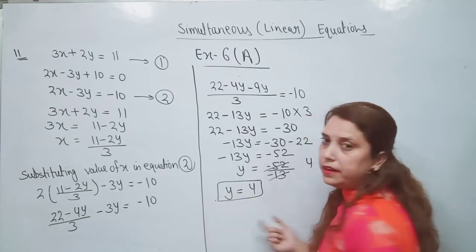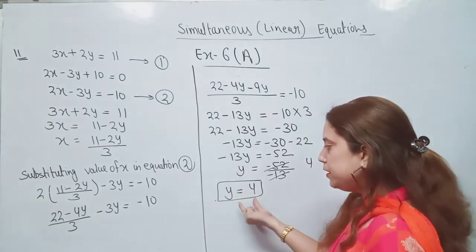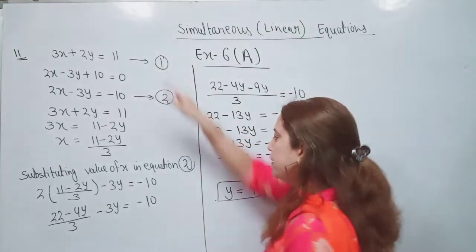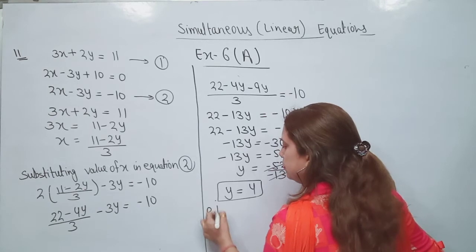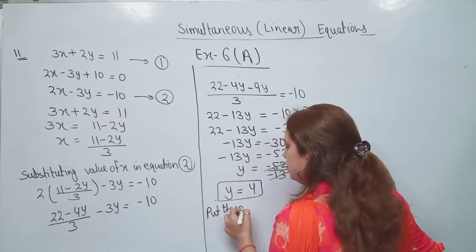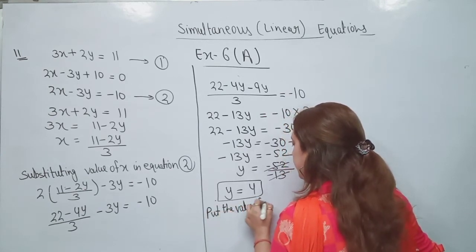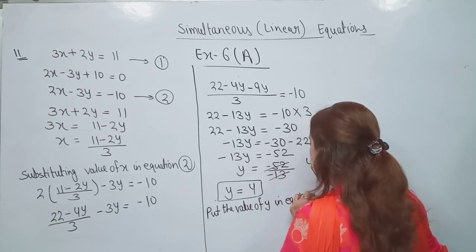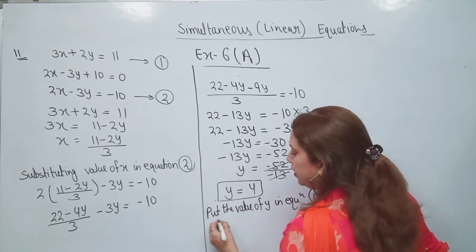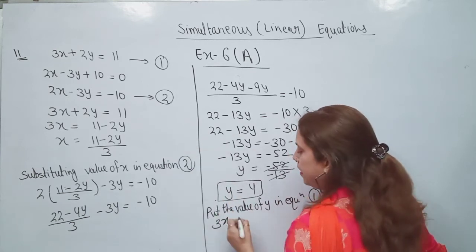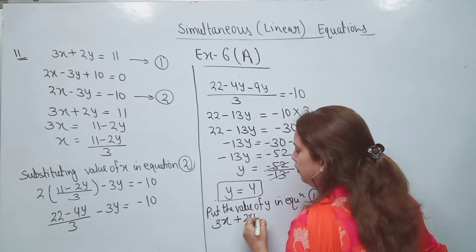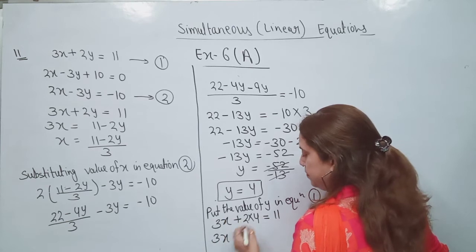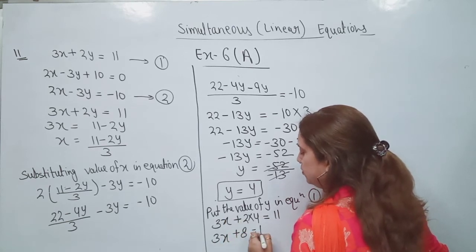And after finding the value of y, put the value of y in equation first. So it will be 3x plus 2y, y is 4, is equal to 11. 3x plus 8 is equal to 11.